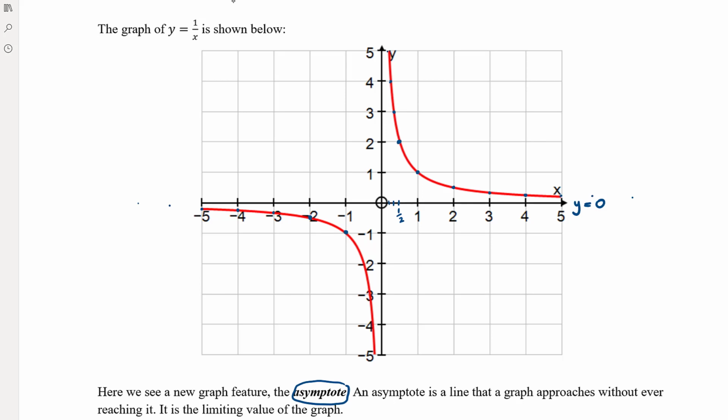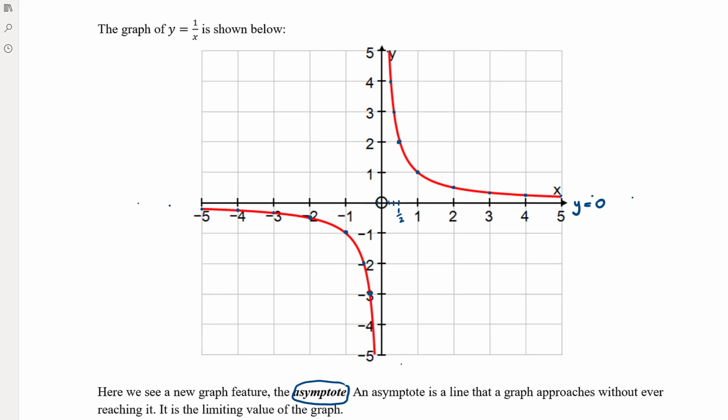Okay, if we have a look down on the negative side as well, when x is negative a half, 1 divided by negative half is negative 2. When x is negative a third, 1 divided by negative a third is negative 3, etc. So we get the same pattern happening. The graph is becoming more and more negative. When x is negative 1 on 100, the graph will equal negative 100. The y value will be negative 100.